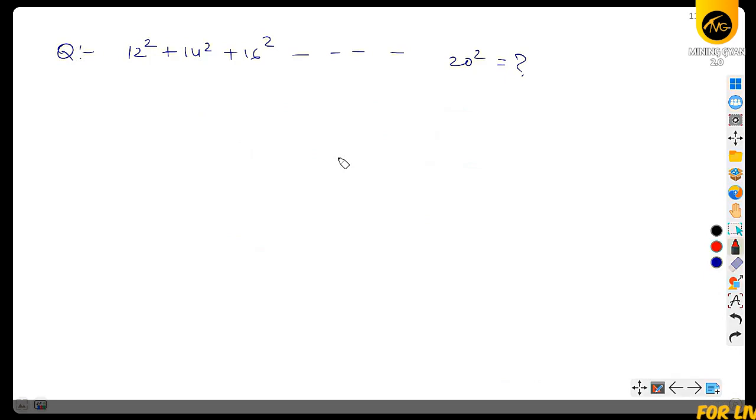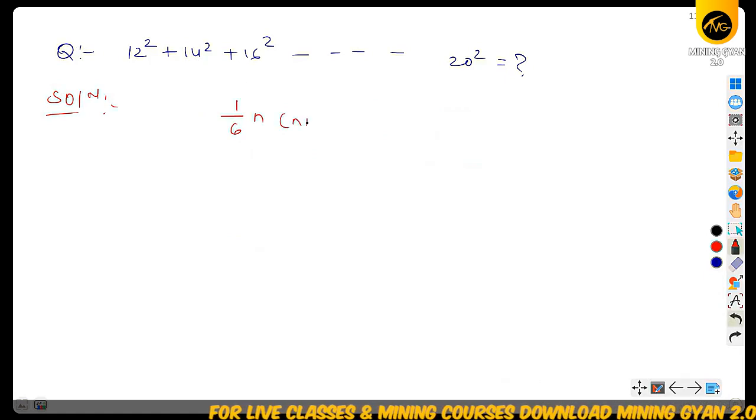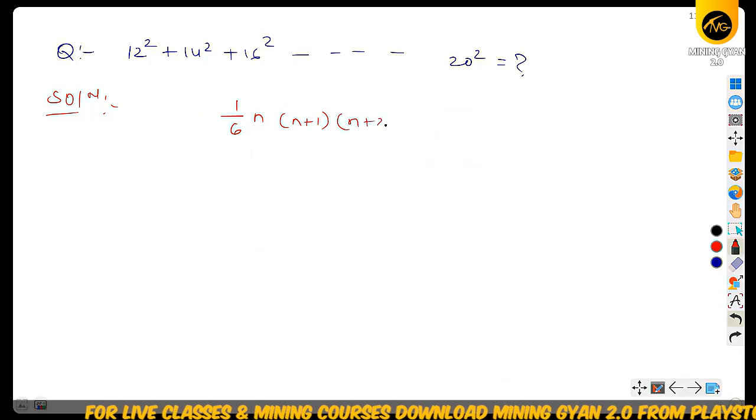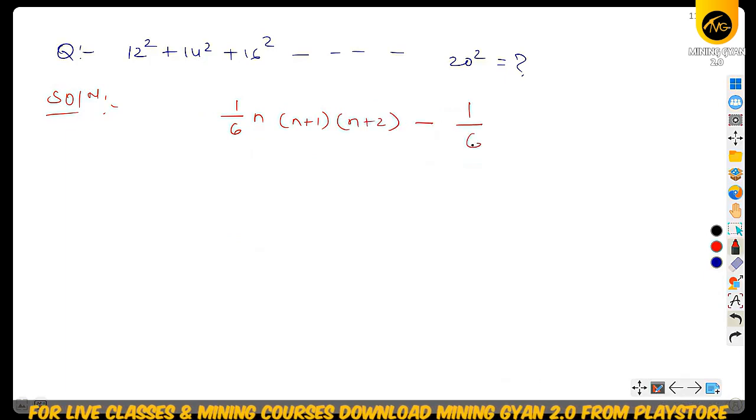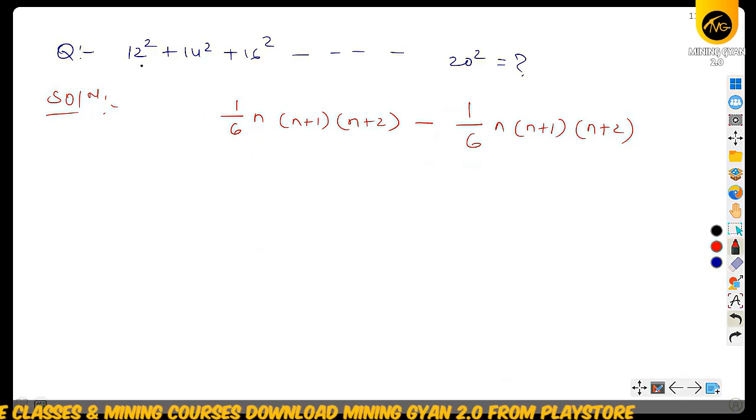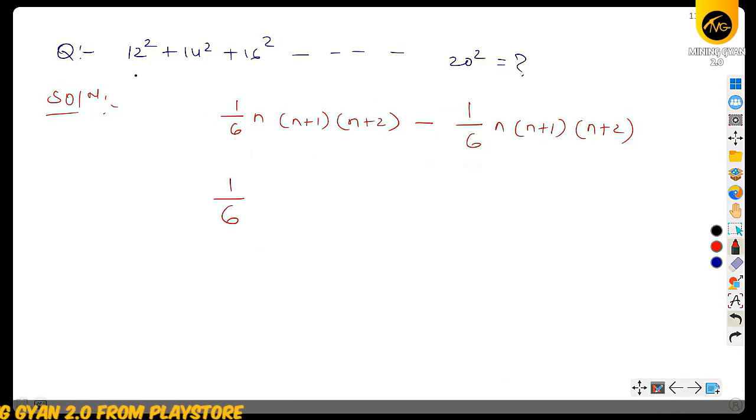Okay, one another example based on even numbers, that is 12 square plus 14 square plus 16 square up to 20. Now in this question we use the formula 1 divided by 6 n into n plus 1 into n plus 2. Now again minus 1 divided by 6 n into n plus 1 and n plus 2, because the series started from 12, so we have to subtract the remaining portion of the series. For the given series, n is equal to 20.